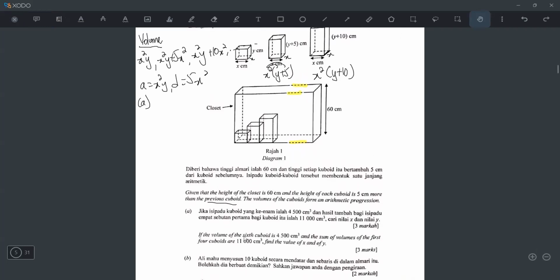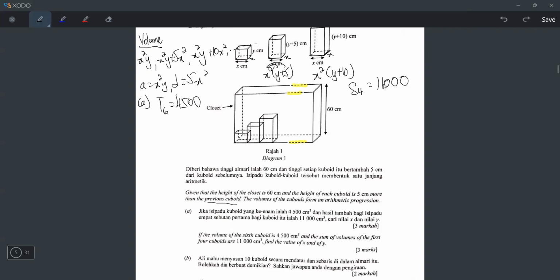All right. They say the volume of the 6th cuboid is 4500. Oh, you can write something here. The volume of the 6th cuboid. This is the first one, this is the second one, this is the third one. So you can write T6 is 4500. This is volume, right? And then the sum of the volume of the first four is 11,000. So S4 equals 11,000.